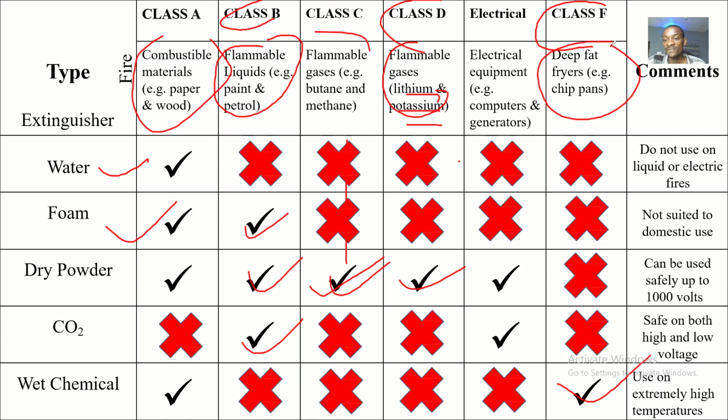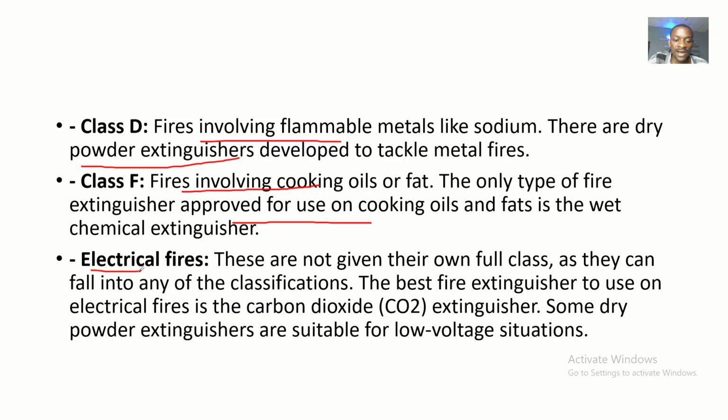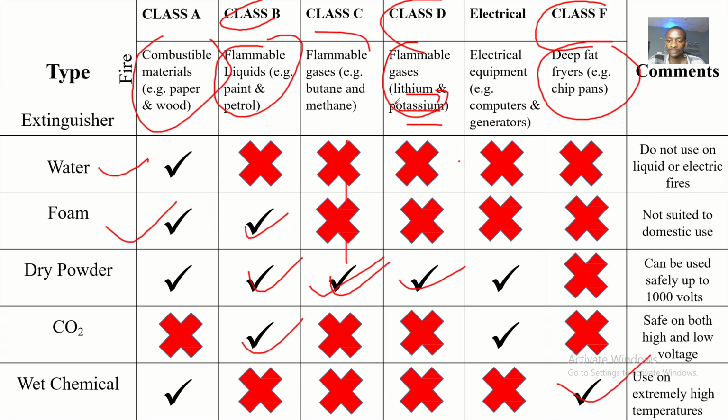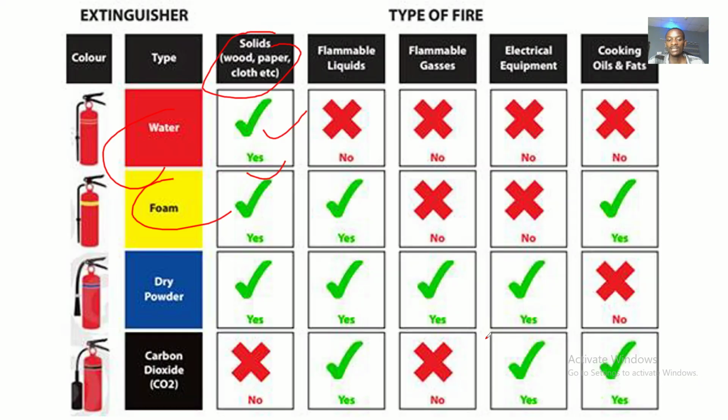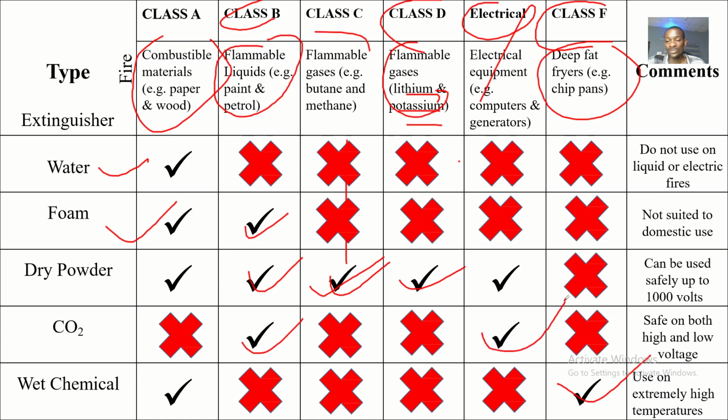And this is basically for deep fat fires, fires from all those oils, right? We have electrical fires. We say that these are not given their own full class as they can fall into any of the classifications above, right? So the best fire extinguisher to use on electrical fires is the carbon dioxide extinguisher. Some dry powder extinguishers are suitable for low voltage situations. So moving to electrical, we have carbon dioxide, yeah, carbon dioxide is the most suitable for this.